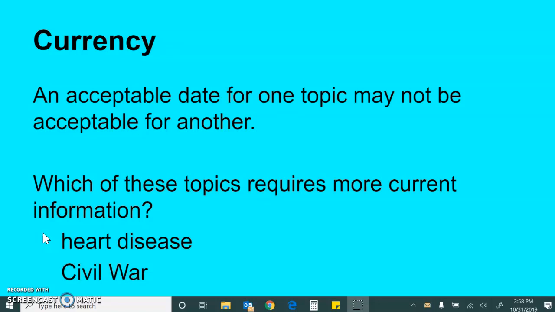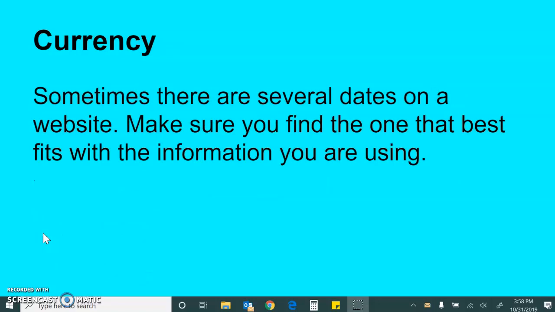So an article about heart disease 15 years ago is going to have different information than an article from last year. Now, if we're researching the Civil War, what happened during the Civil War has not changed in the last 50 years. So an older article is acceptable when doing that type of research. So currency depends on your topic as well. So let's look at an example in just a minute.